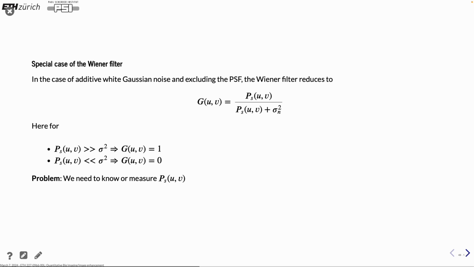But what we can do instead, a very special case, is to do denoising with the help of a simplified Wiener filter, where we have the power spectrum of the signal in numerator and denominator, but in the denominator we also add a sigma for the noise variance. And the effect now is that if the amplitude of the signal spectrum is much greater than the sigma, then the filter function is equal to 1. And if the power spectrum is much less than sigma, then the filter function is equal to 0. And we need to measure this PS, which may not always be easy, because we may not have the original. We only have the noisy image.